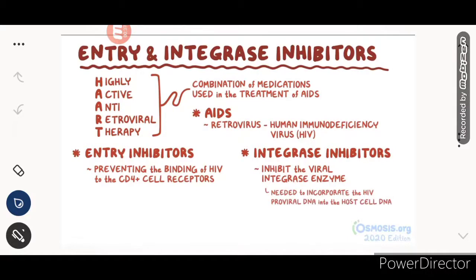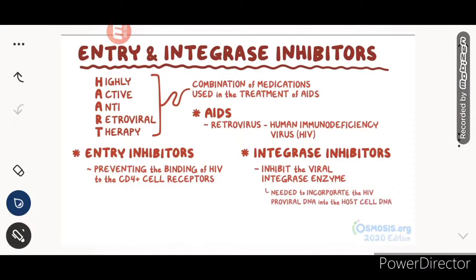So today we're going to study entry and integrase inhibitors. Okay, so what are these? Basically they are antiretroviral drugs that are used in the HAART therapy. So HAART here means highly active antiretroviral therapy. Okay, so that is the main therapy used for AIDS.